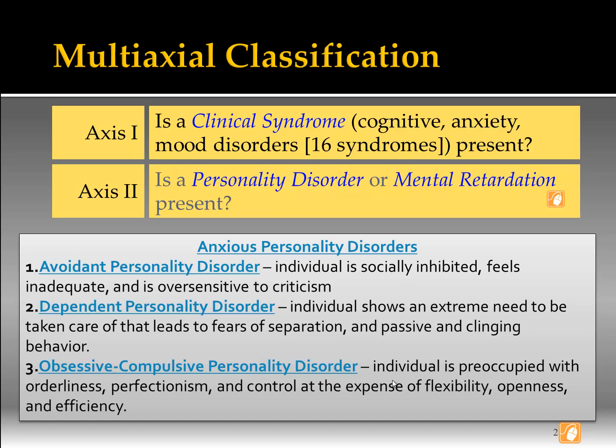They stay away from people because they just feel like, oh, no, I'm not good at that. I'm not good at interacting with people. And if I'm around them, they're just going to say bad things about me, and I don't want to be with them. The dependent personality is where the individual shows an extreme need to be taken care of.